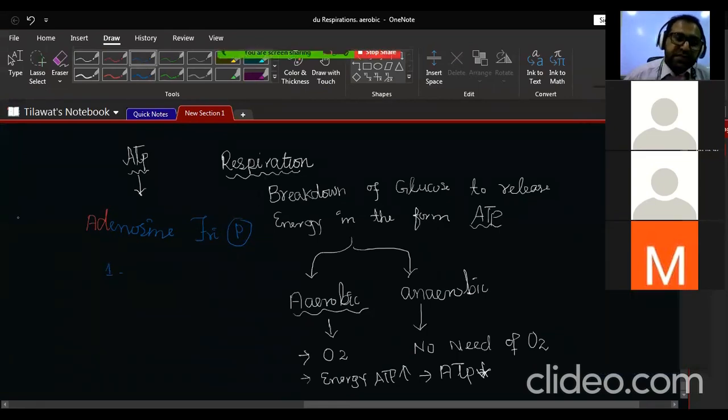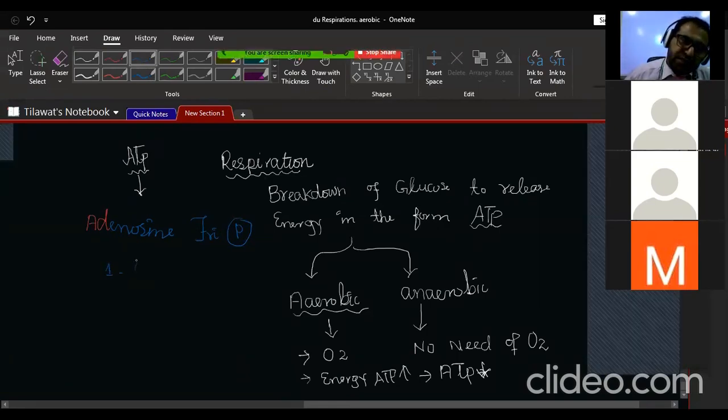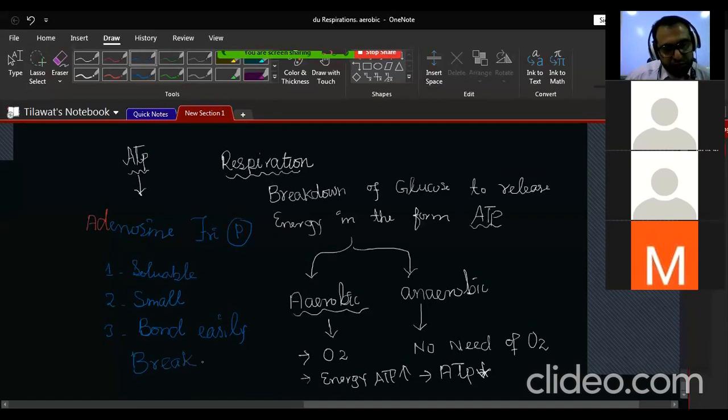ATP is an important molecule. Why? Because it is water soluble, and because of its small size, ATP can move from one place to another. And the second thing, the bond of ATP can break easily to produce energy. This is one of the past paper questions I discussed with you already. This is the role of adenosine triphosphate. Why ATP is compulsory? This is that.